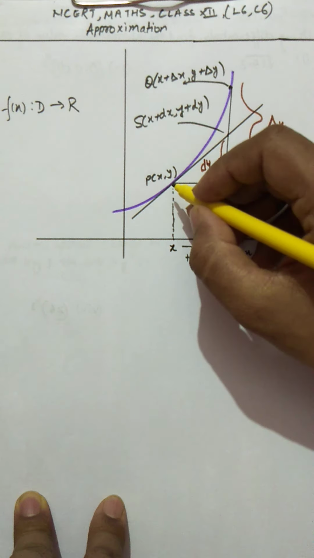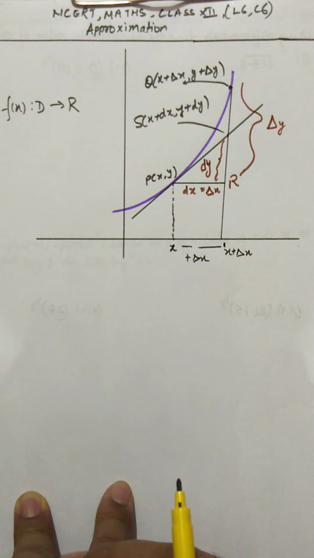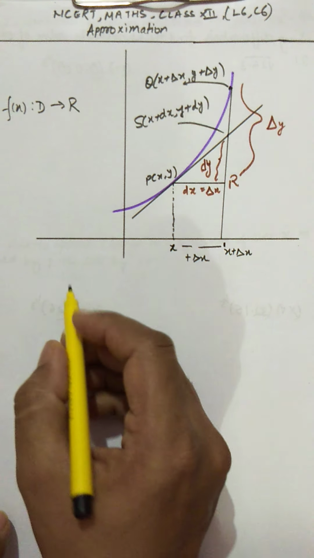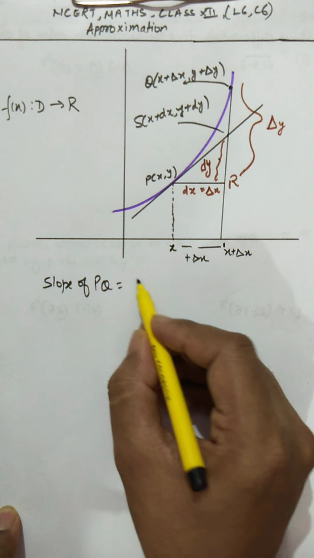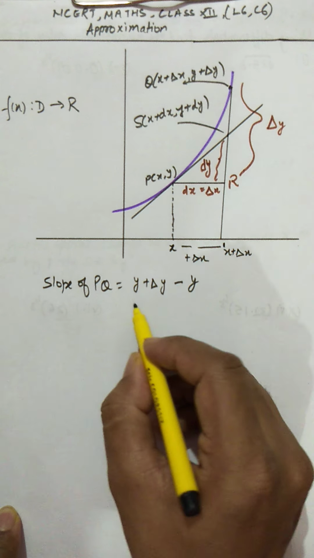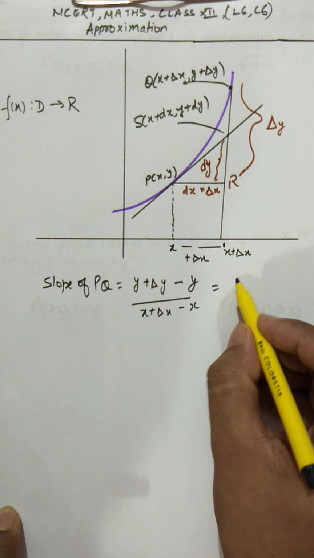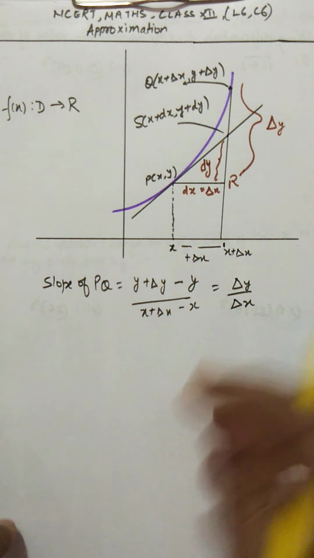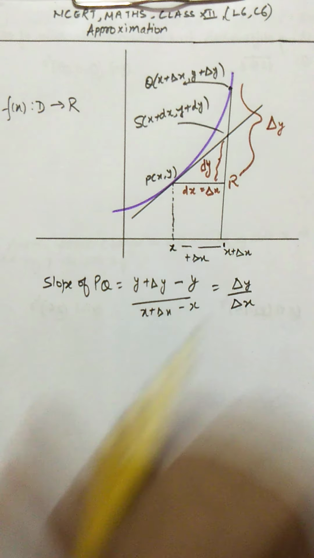If I want to find the slope of that secant PQ, then the slope can be found easily with the help of this formula. Slope of PQ, the formula is (y plus delta y minus y) upon (x plus delta x minus x). So it's going to be delta y upon delta x. So this is the slope of this secant PQ, and it's interesting to see when this slope can become the slope of the tangent at point P(x, y).